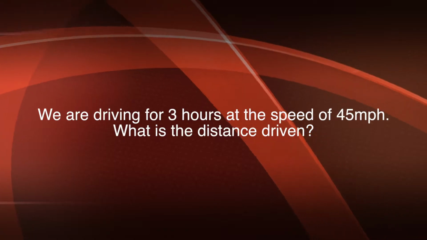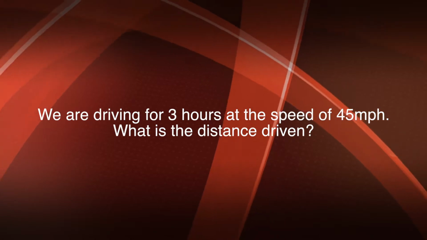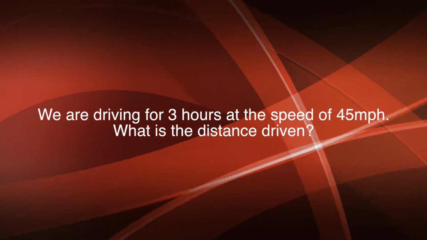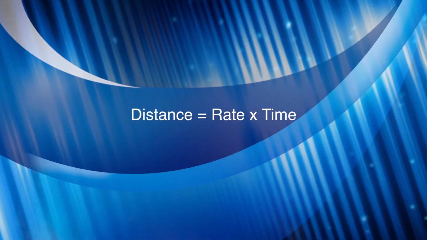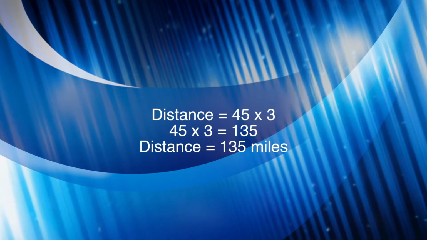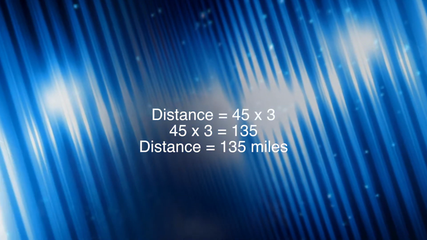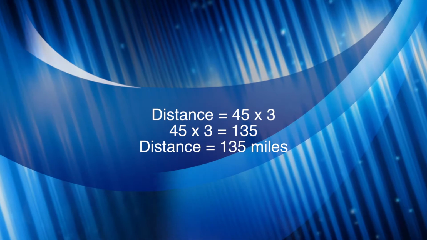Newton's law of motion puts distance, rate, and time into a few equations so that we can solve for the missing variable. An example would be, if we were driving at 45 miles per hour for 3 hours, what would the distance driven be in miles? The equation to use would be the one solving for distance. Distance equals rate multiplied by time. Therefore, plugging in the numbers, distance equals 45 times 3, which results in 135 miles traveled.